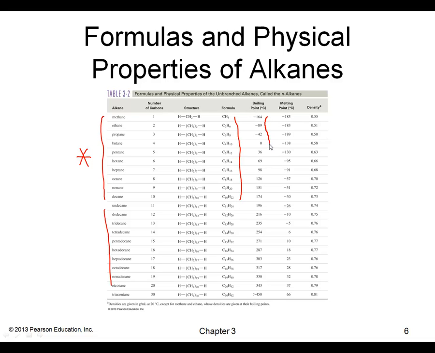Notice their boiling points increase with the number of carbons, as do the melting points. And note the density increases, but then it levels off to around 0.7 up to about 0.8. So the alkanes have lower densities than water. Remember, the density of water is 1, so that's why oil floats on top of water, because it has a lower density.